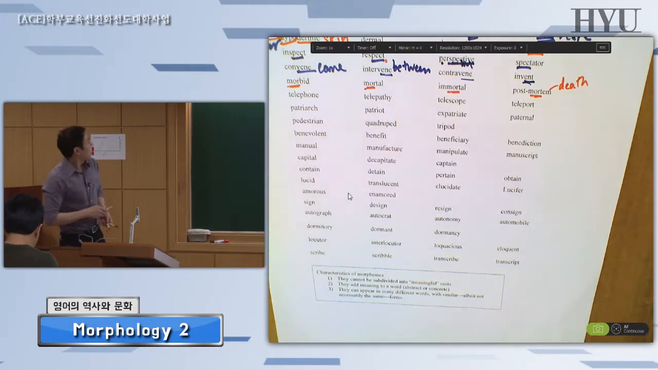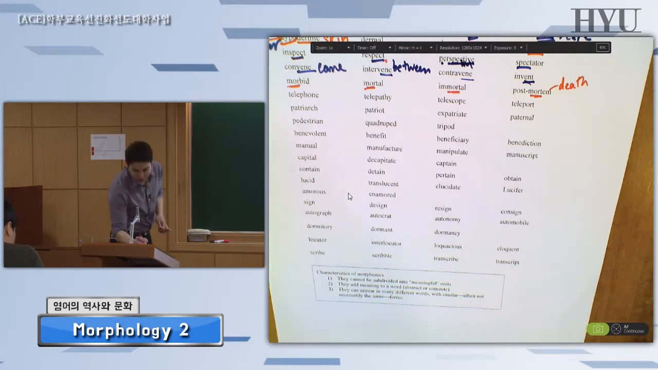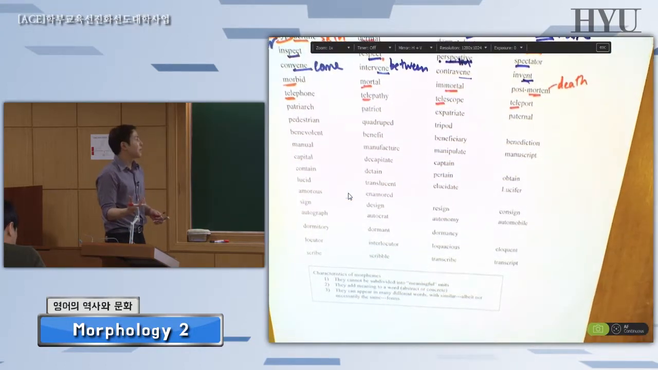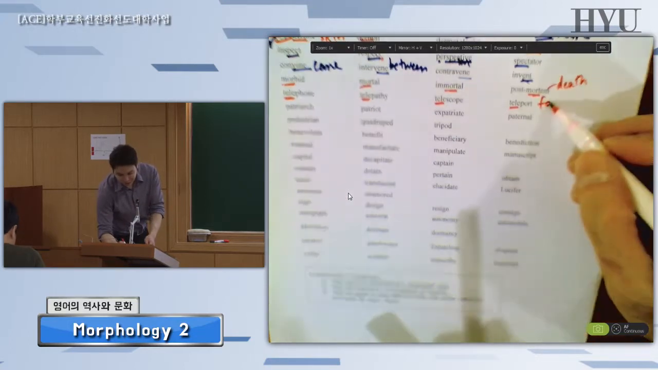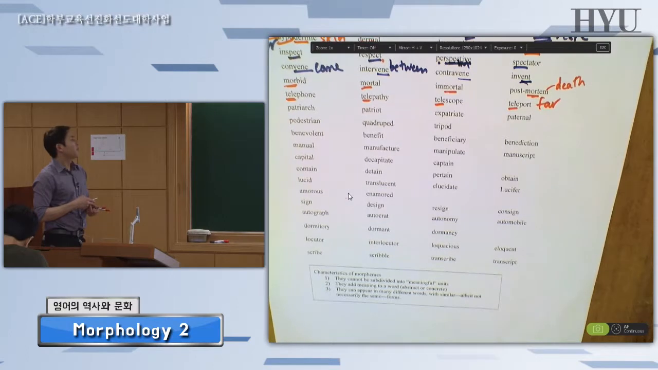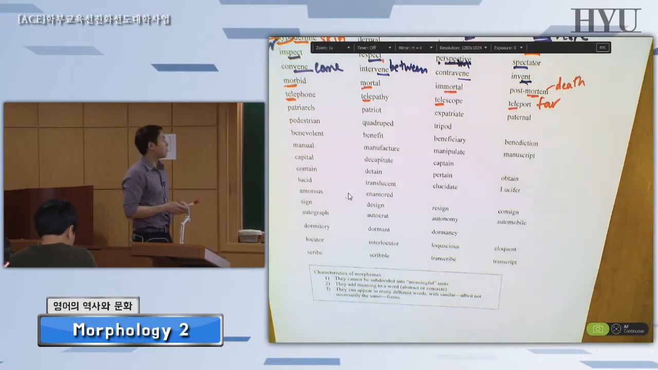Okay. Next line. Telephone, telepathy, telescope, teleport. You see the word tele, right? Tele is a Greek root. It means far, far away. So telephone, phone, you already know, is sound, right? Telephone is sound from far away. Telepathy, telescope, teleport, same thing, the meaning of tele is far.